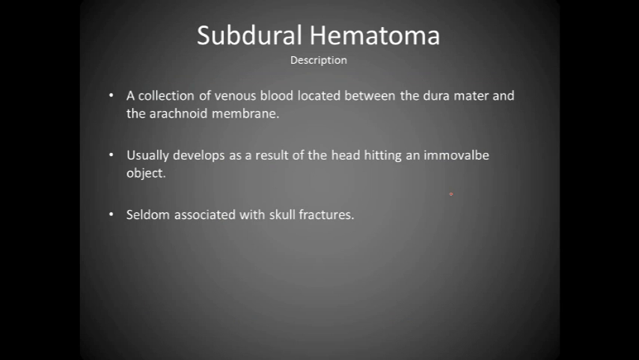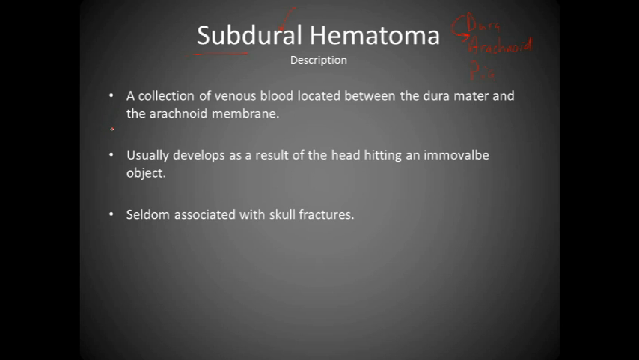So just as we saw with an epidural hematoma, a subdural hematoma means below the dura. And so if we remember, it's dura, arachnoid, and then pia mater. And so subdural means below the dura. And so this is usually between the dura and the arachnoid. And this is a collection of venous blood located between the dura mater and the arachnoid membrane.